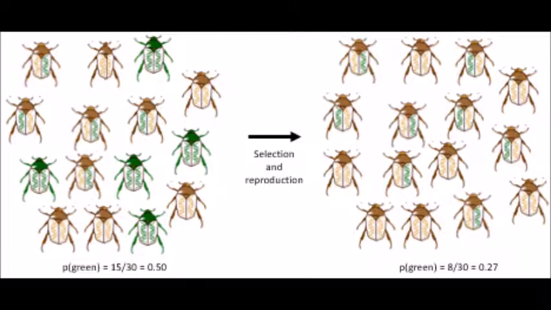Since brown is dominant, when they reproduce, most brown beetles will be produced, and therefore the number of green beetles decreases. The theory of evolution states that evolution happens by natural selection. Here are the key points.